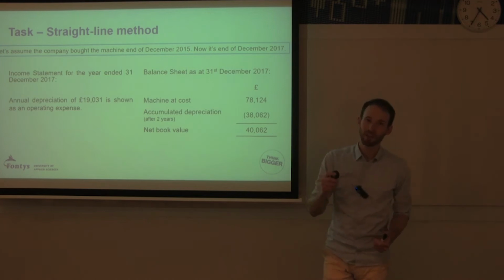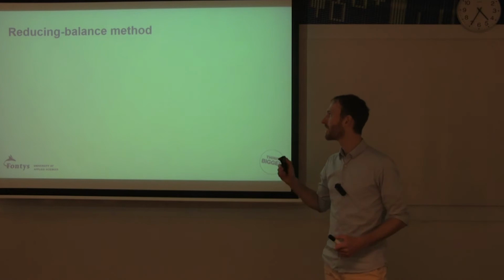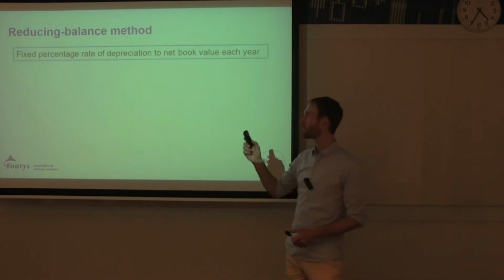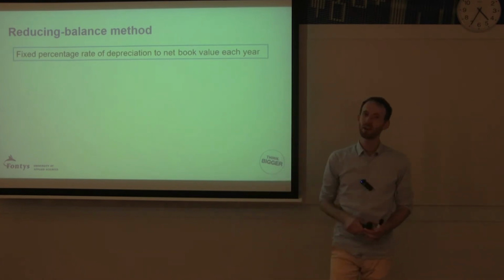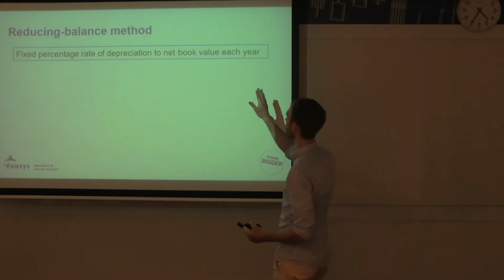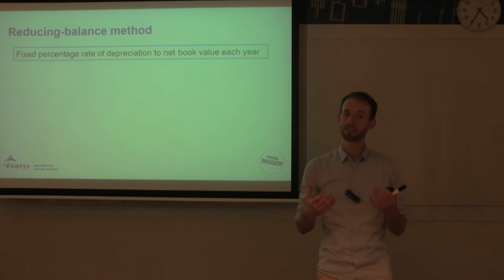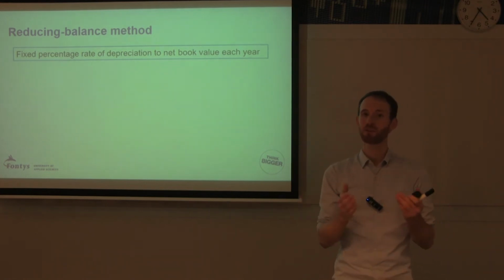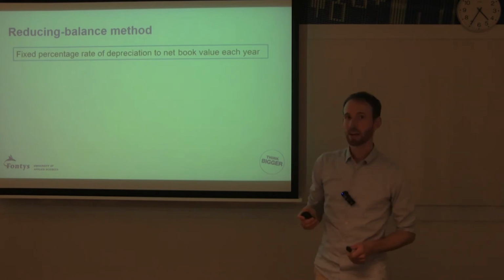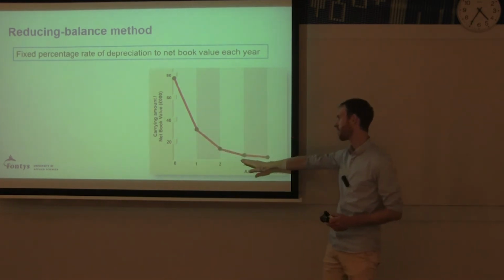Let us now come to the next depreciation method, which is called the reducing balance method. And here, this is a little bit more difficult to calculate. It basically says that there is a fixed percentage rate of depreciation, which is always related to the net book value of each year. So basically this means that every year we have a look at how much the asset is still worth, and then we multiply it with a certain percentage to know what the depreciation for that particular year is. It looks like this, that at the beginning you have a higher depreciation and this slows down at the end.